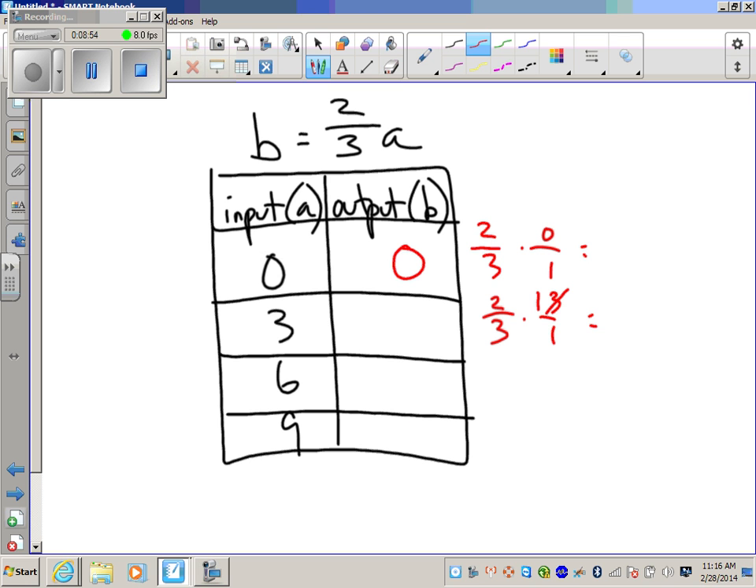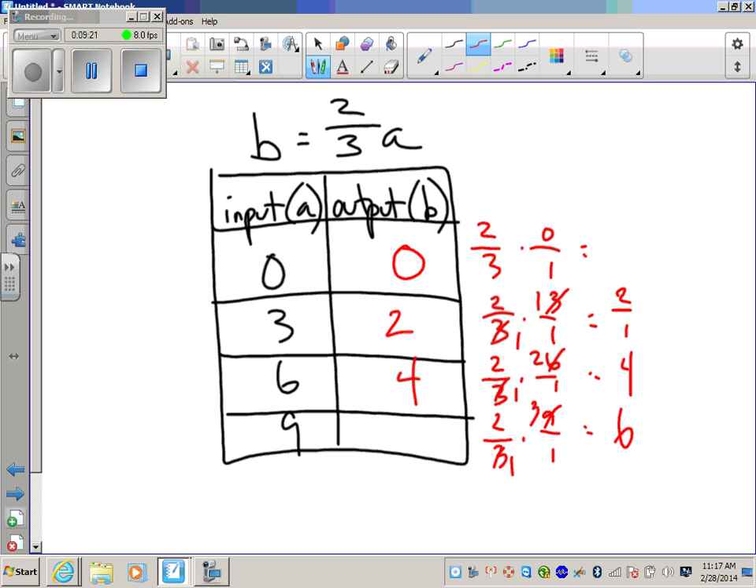3 as a fraction? Anything in common? Equals 2 over 1, which equals 2. 2/3 times 6, which is 6 over 1, equals, there's 2 there, there's 1 there, equals 4. And 9 equals 6. Done.